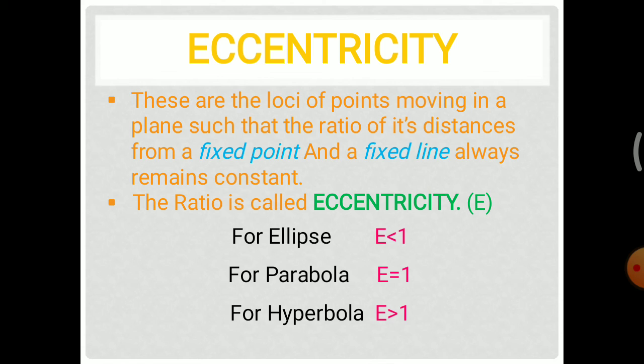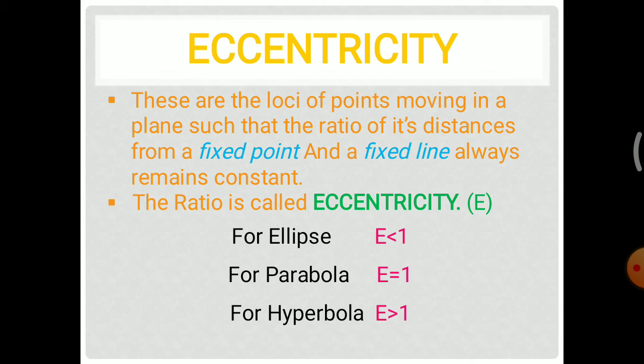We can see this eccentricity in all the general methods in the curves, that is in the ellipse, parabola as well as hyperbola. In these three curves we can define the eccentricity in the general method only. There are different types of methods in these three curves, but we can define it in the general method only. The distance from a fixed point and a fixed line remains constant, so the ratio is known as the eccentricity.